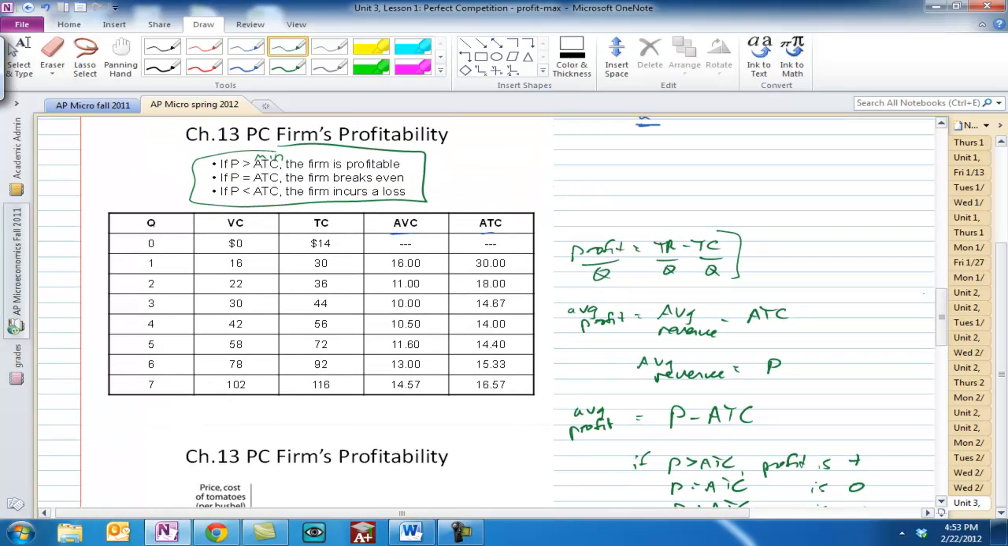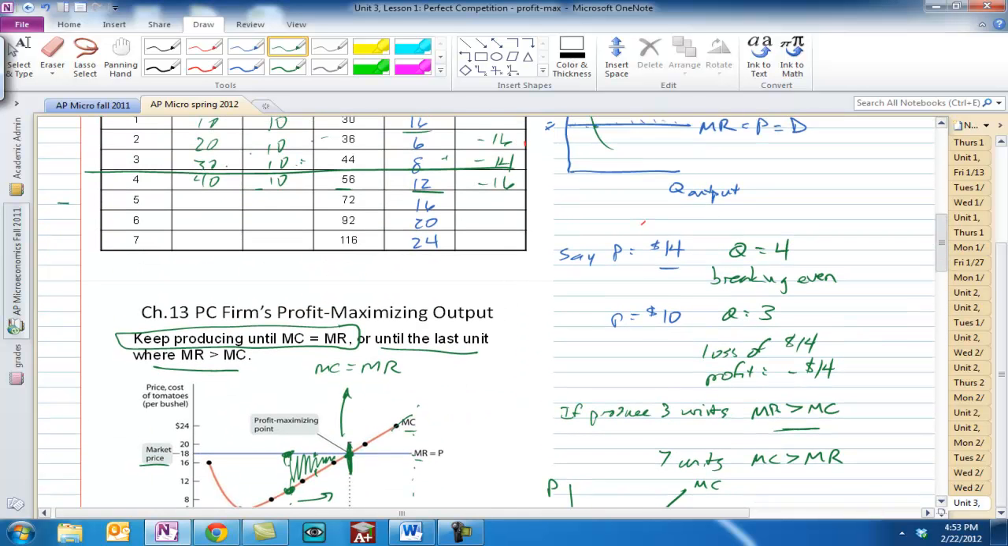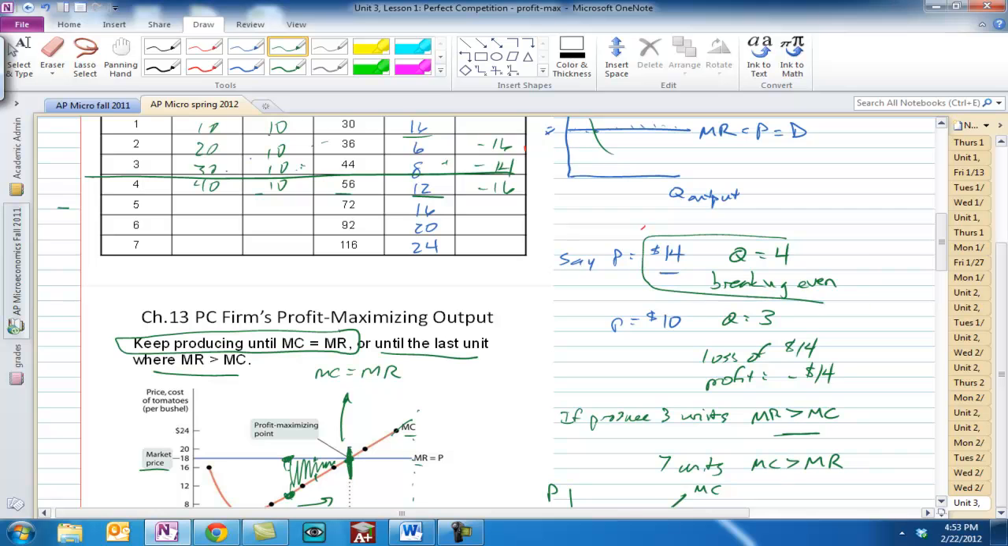Okay, so on the graph, you can see here that our average total costs of production aren't going to change depending on the market price. Those are just your costs. Remember, our marginal costs above didn't change. Our average total costs for the firm are not going to change depending on the market price. Here's our average total cost curve. The minimum average total cost is $14. And note, when the market price was $14, we said that the firm produced 4 units and broke even.